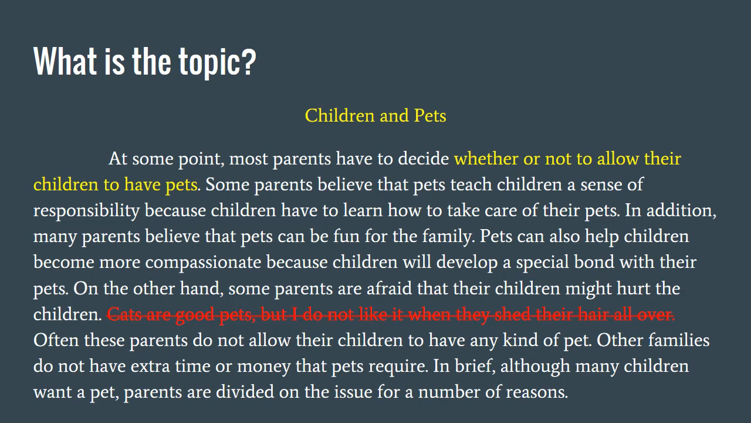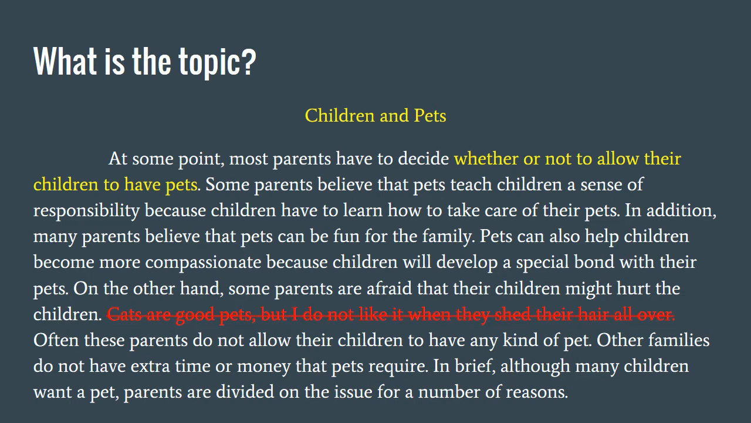And we're back. Okay. So what is the topic? We know the topic is in the first sentence: parents have decided whether or not to allow their children to have pets. So let's take a look. Is there any part of the paragraph where children and pets are not exactly the focus?